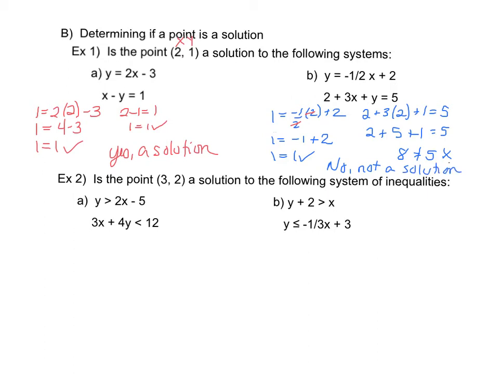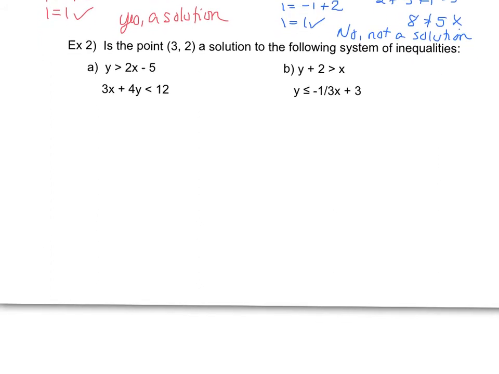Determining if a point is a solution to a system of inequalities works the same way. I'm going to go ahead and again plug my point in. And so I'll have, again, x comma y. So I'll have 2 is greater than 2 times 3 minus 5. So 2 is greater than 6 minus 5. 2 is greater than 1. That sounds true to me.